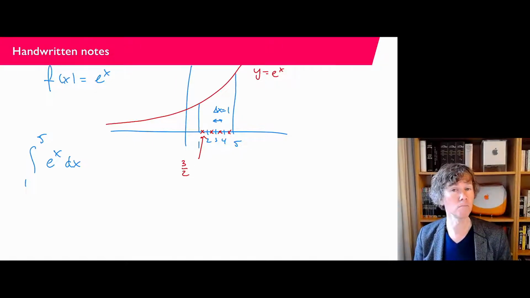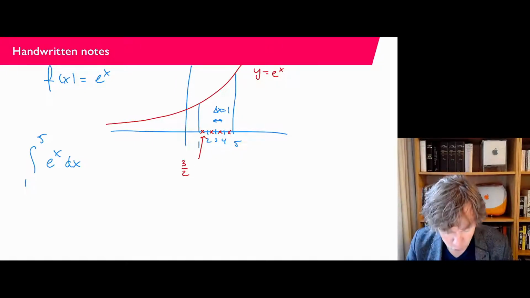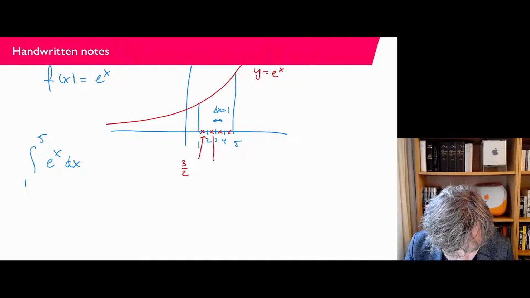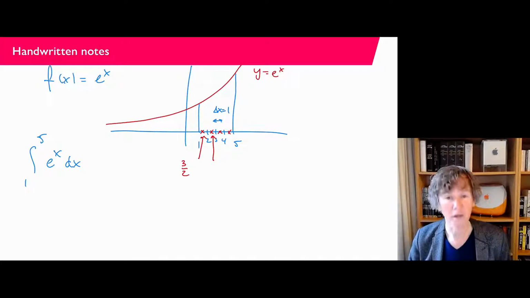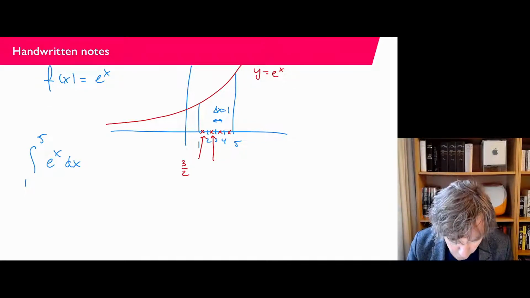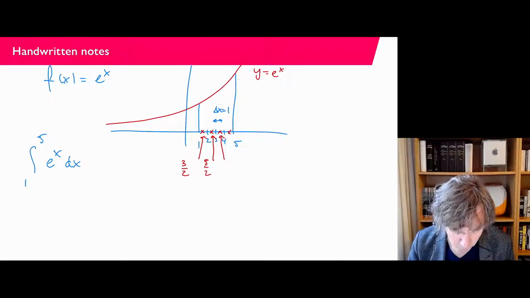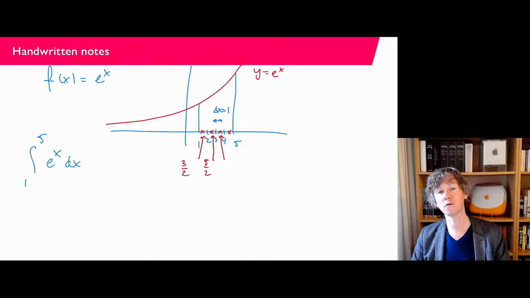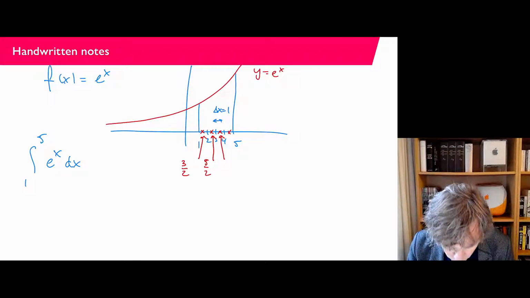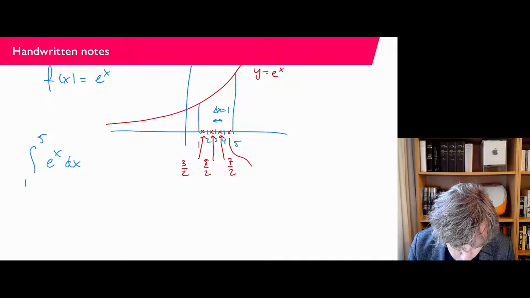So this value would be 3/2 because it's in the middle of 1 and 2. The second red cross that I drew here is 2.5, and 2.5 is 5/2. The third one, in between 3 and 4, is in between 6/2 and 8/2, so this is going to be 7/2. And then the last one is 4.5, and 4.5 is the same as 9/2.